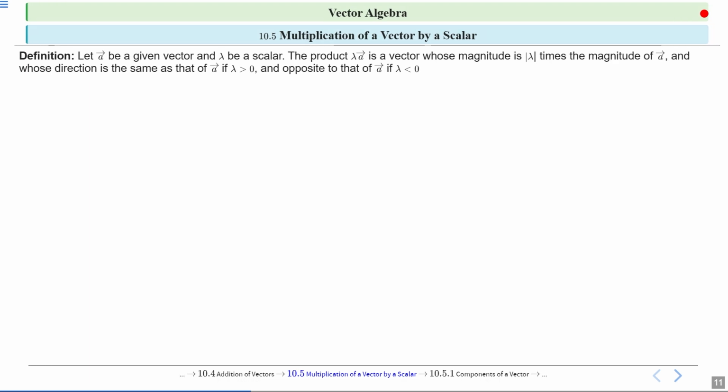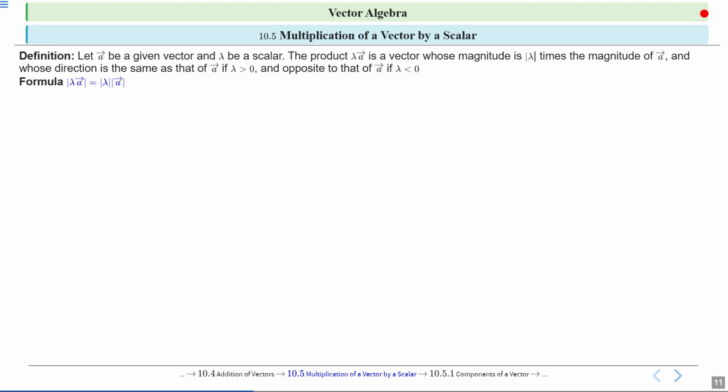Next is NCERT section 10.5, multiplication of a vector by a scalar. Definition says, let A vector be given and lambda be a scalar. The product lambda A vector is the vector whose magnitude is lambda times the magnitude of A vector, right? And whose direction is the same as that of A vector if lambda is greater than 0, and opposite to the A vector if lambda is less than 0, right?